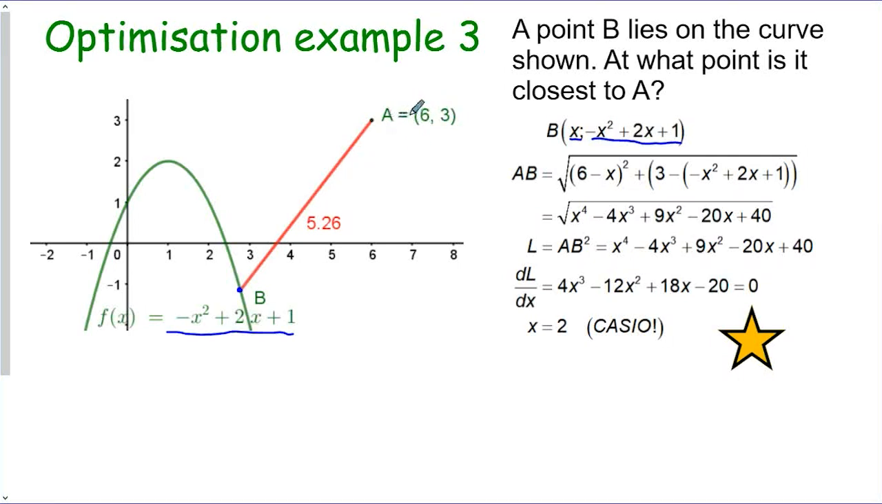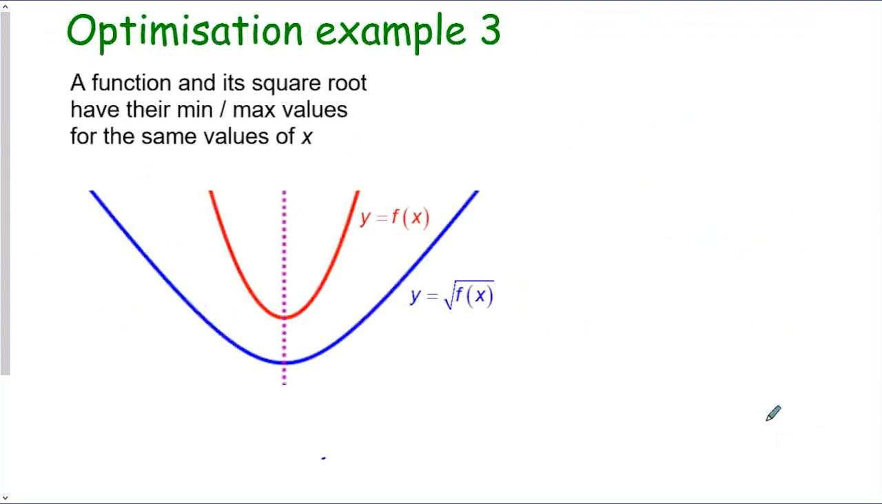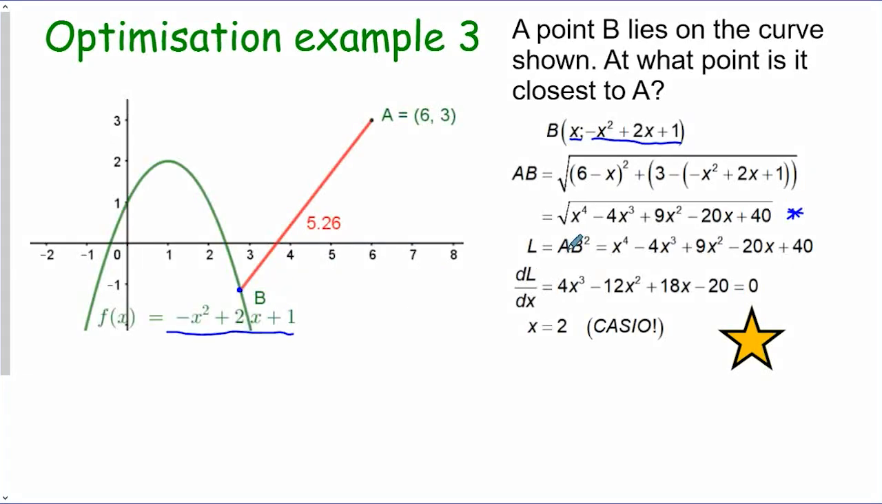So I use my distance formula. It's just an x value minus the x value, 6 minus x, and the y value minus the y value. I simplify it all, but notice I end up with this as the length. Now the problem is, unless you've done some AP maths, you won't know how to differentiate that. But if we just jump back to the previous slide, the square root of a function, the minimum value or the maximum value, would occur at the same value as the function itself.